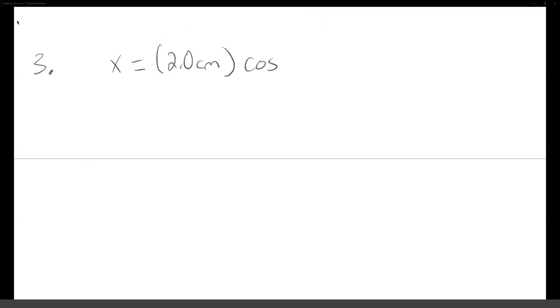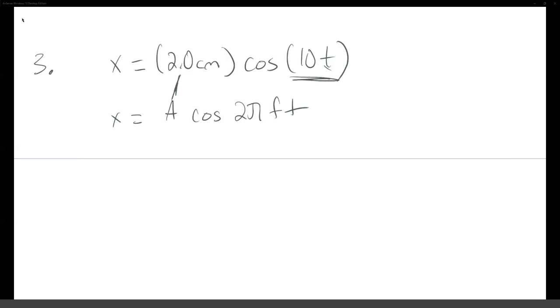Cos 10t. Okay, so the way I'm thinking about this is I recognize this, right? This is that position equation, where it asks a cos, what is it, 2 pi ft, right? It's in the same format, but instead of a, we got a value for a, and instead of 2 pi f, we have 10, and we still have the t. So that's the way I thought about it.